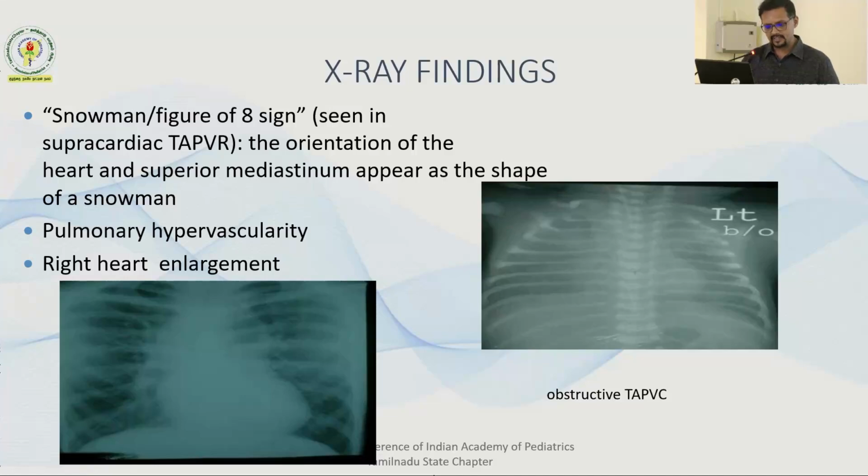So we have two X-rays here, one showing a snowman appearance because of a supracardiac TAPVC, the other mimicking hyaline membrane disease. Whenever we have a chest X-ray like this, we have to think about obstructive TAPVC also.